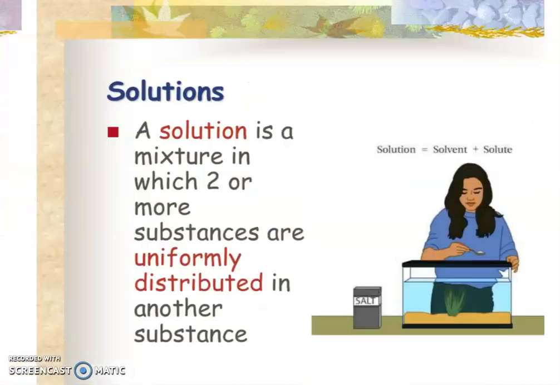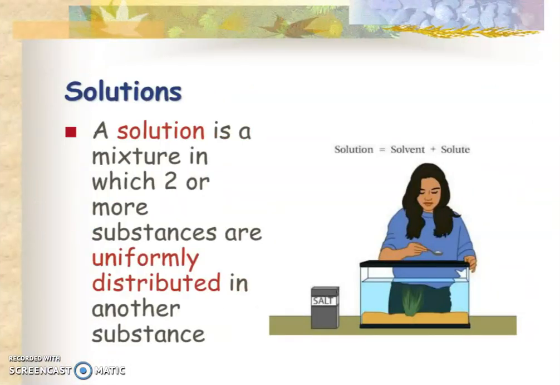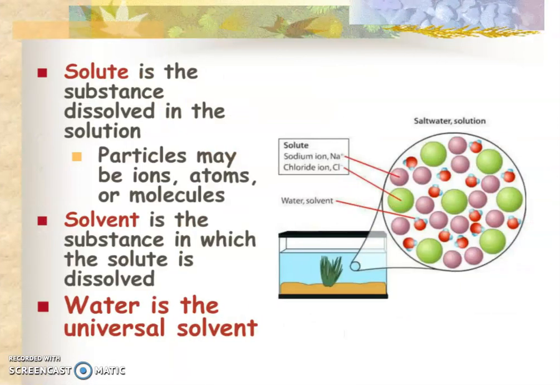So, what are solutions? A solution is a mixture in which two or more substances are uniformly distributed in another substance. Then what is a solute? A solute is the substance dissolved in a solution. Particles may be ions, atoms, or molecules. You can see in the picture water, sodium, and chlorine. A solvent is the substance in which the solute is dissolved. Water is the universal solvent.